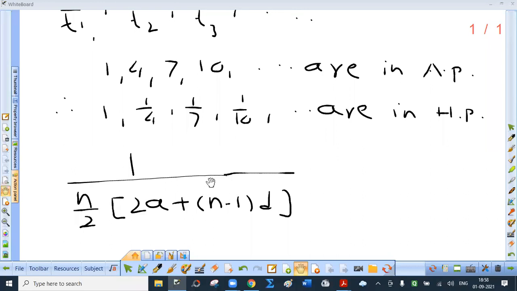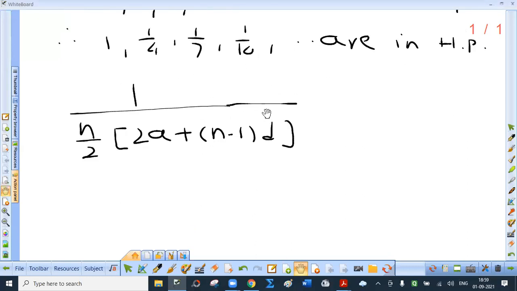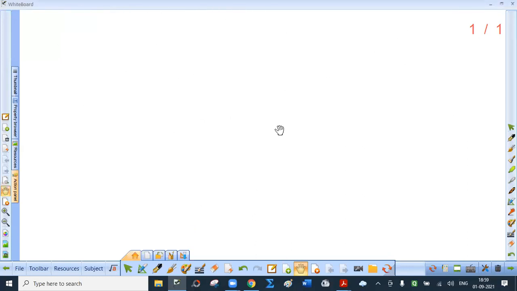There is no general formula to find the sum of n terms of harmonic progression, for a simple reason. See, these terms are in HP. Suppose we are asked to find the sum of these 4 numbers. Will you say take reciprocals because they are in AP, add them: 10 plus 7, 17 plus 4, 21 plus 1, 22, so the sum of their reciprocals is 1 by 22? No. So you have to remember that there is in fact no general formula to find the sum of the first n terms of harmonic progression.